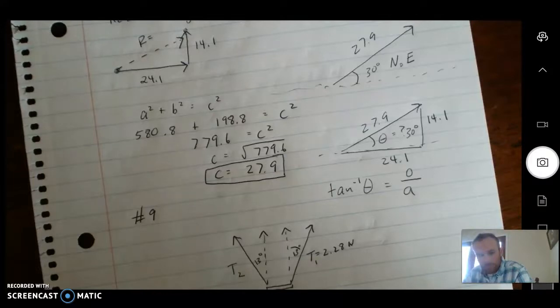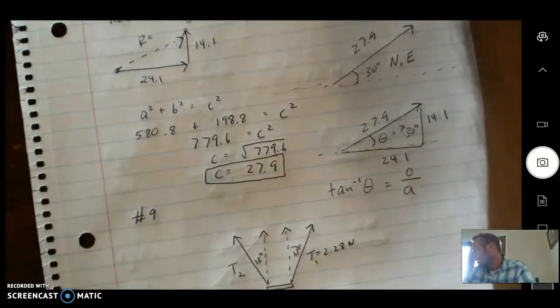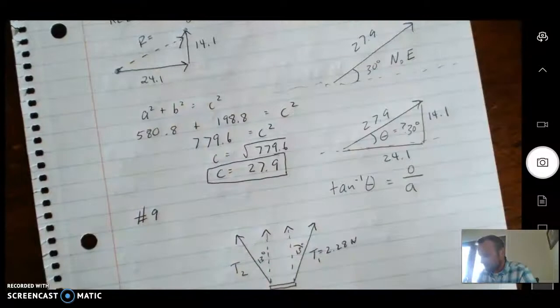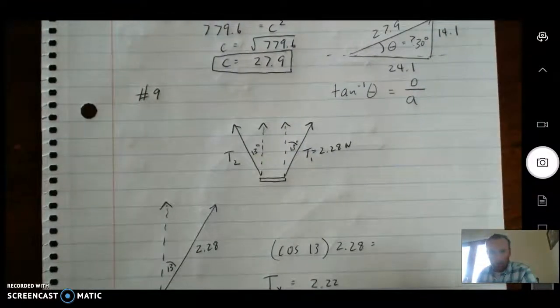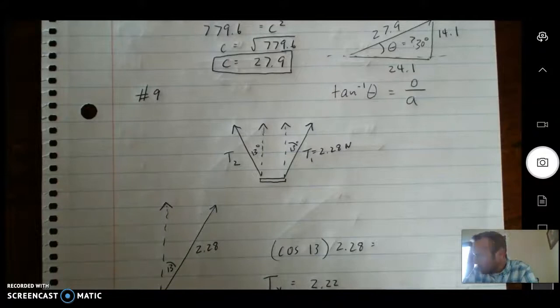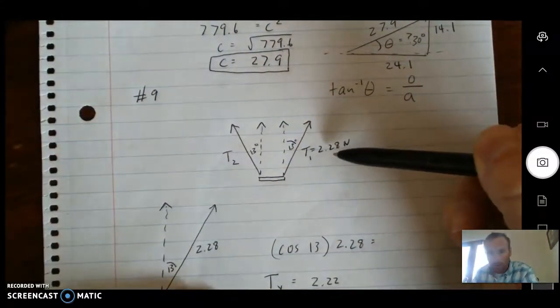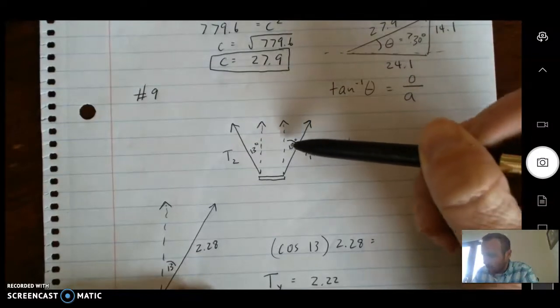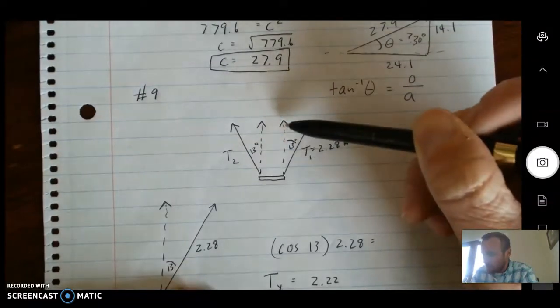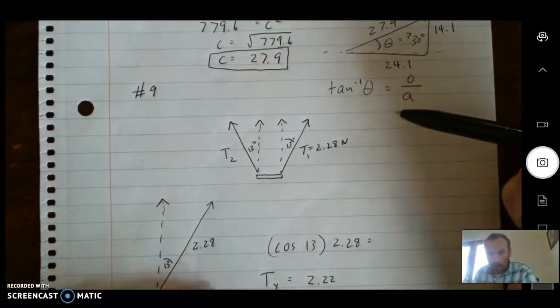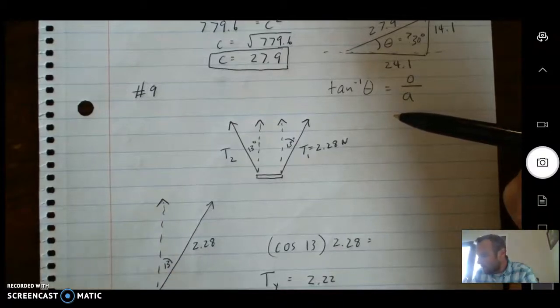Alright, in 3 minutes here, let's take a look at number 9. So on your problems this week, number 9 was a swing example, and so you might want to open up your book to that one. We're in chapter 5, number 9, and you have a swing hanging there. It tells you there's 2 tension forces of the ropes. Each of those is 2.28 newtons, and it tells you that the angle that those ropes make with respect to the vertical is 13 degrees. And you're being asked what the total force is in the vertical dimension.